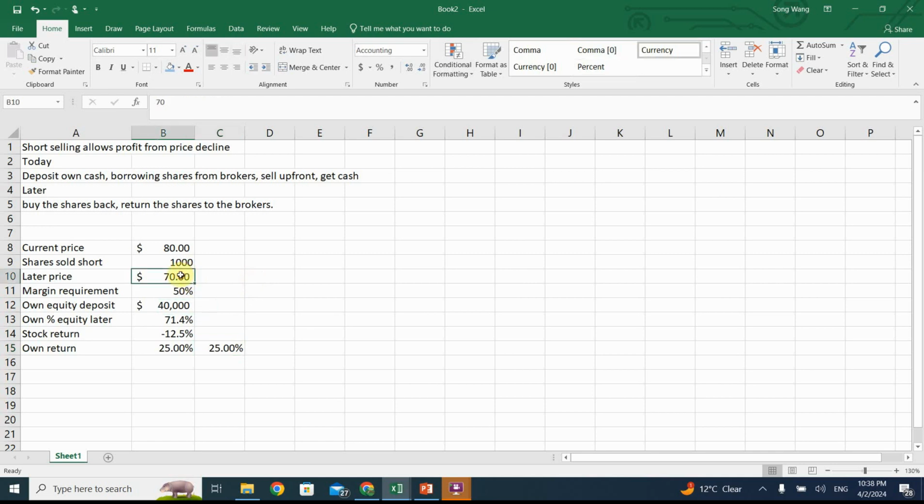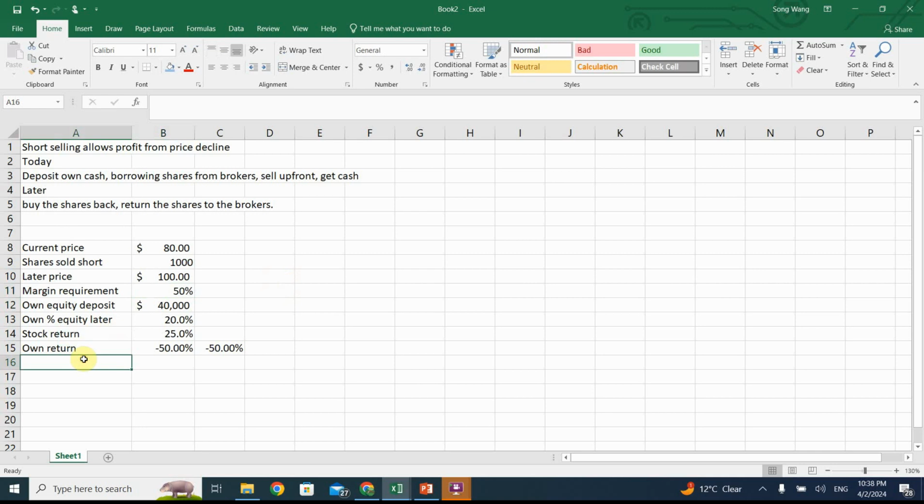And if the stock price increased to 100, then you actually suffer a loss. Stock return is positive, your return is negative and doubled. If the margin requirement is 100%, then your own return is just the negative of the stock return. If the margin requirement is 25%, then your own return is quadruple the stock return, but negative. If it is 40%, then this is your own return. Let me just recap the margin requirement.